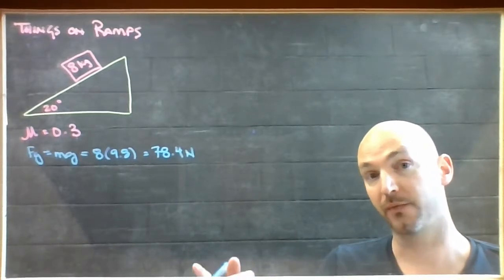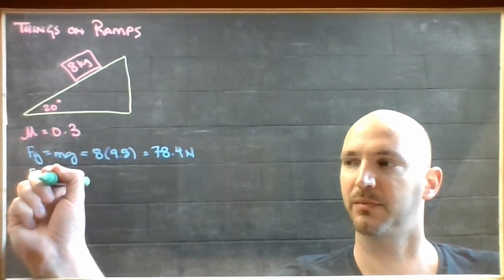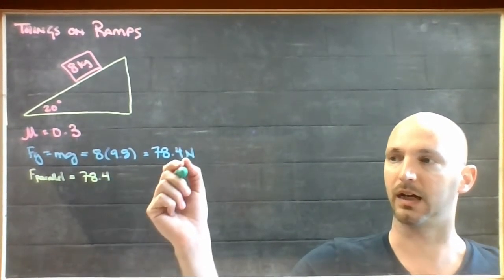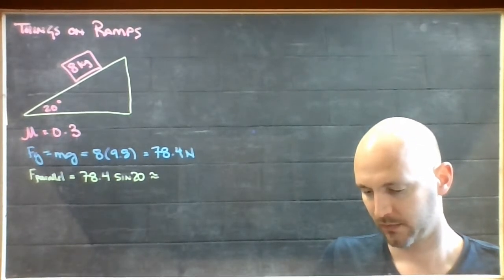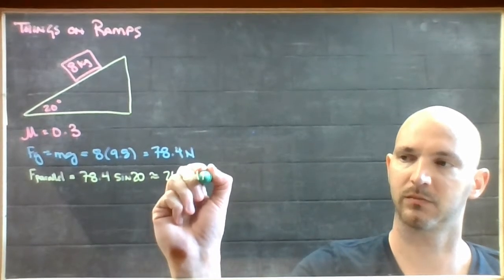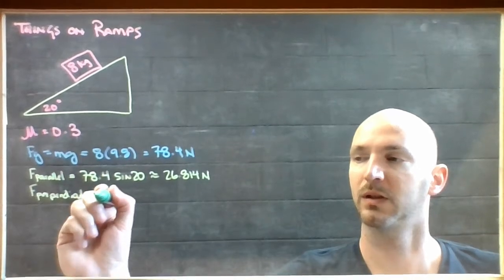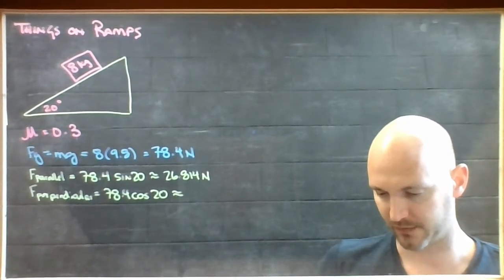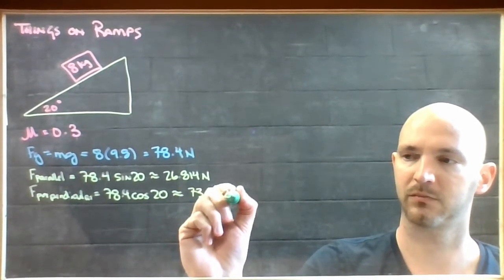Okay. From all of our other ramp stuff that we just did, we can split that into the parallel and the perpendicular parts. So the parallel piece will be this full gravity times sine 20 degrees, which gives me 26.814 newtons. And there is a perpendicular component, which would be the full gravity multiplied by a cosine of 20. 78.4 cosine 20 is approximately 73.672. Alright.